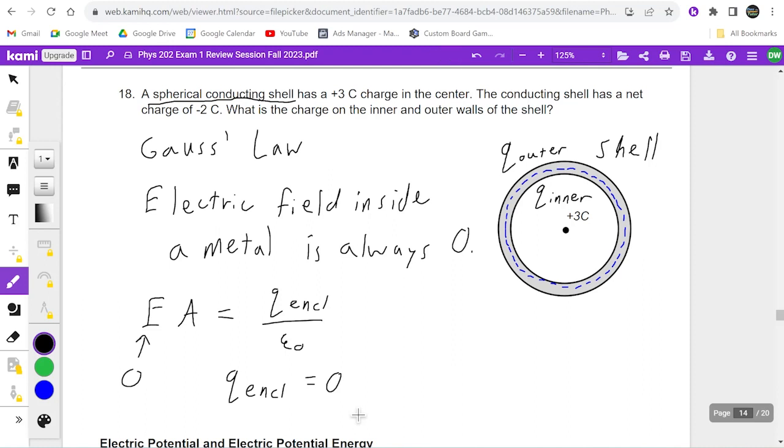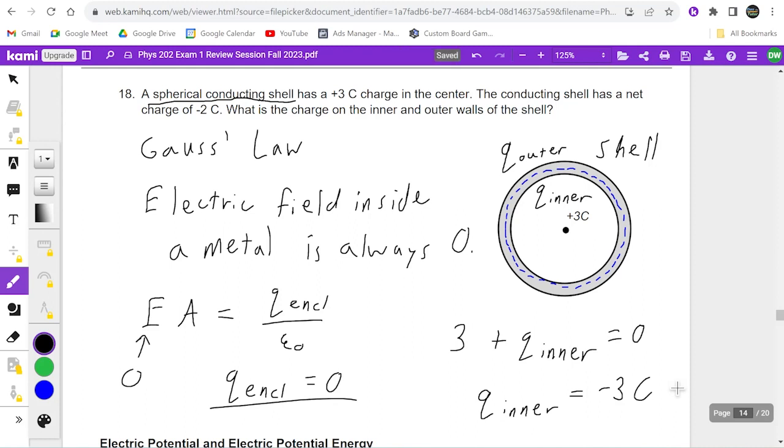It's because the Q on the inner wall balances it out to 0. Let me explain. You have 3 coulombs in the middle, but the entire thing enclosed needs to add up to 0. So what I'm saying is 3 coulombs plus Q inner must equal 0. Why must it equal 0? Because of Gauss's law. Okay, Q enclosed must be 0. So 3 plus Q inner equals 0. Subtract 3 from both sides. The inner wall is negative 3 coulombs.